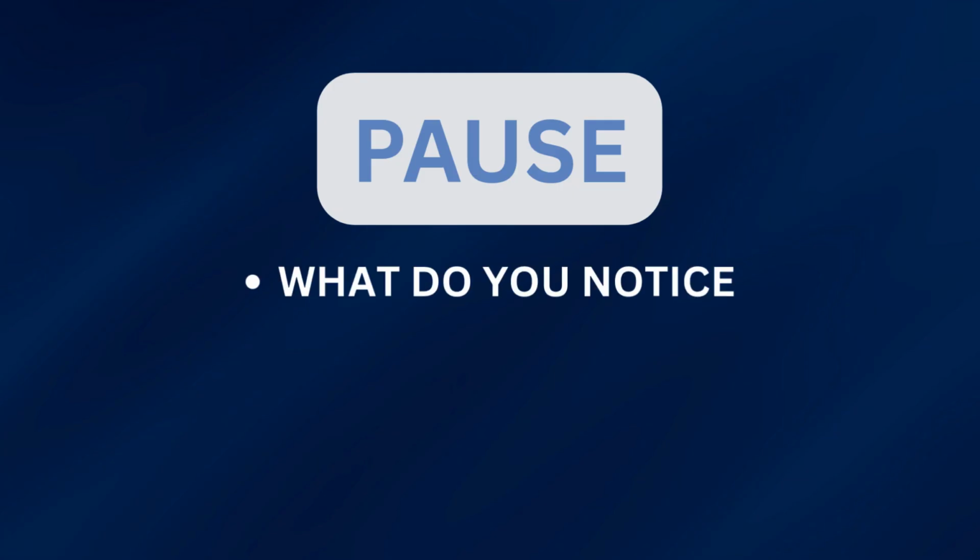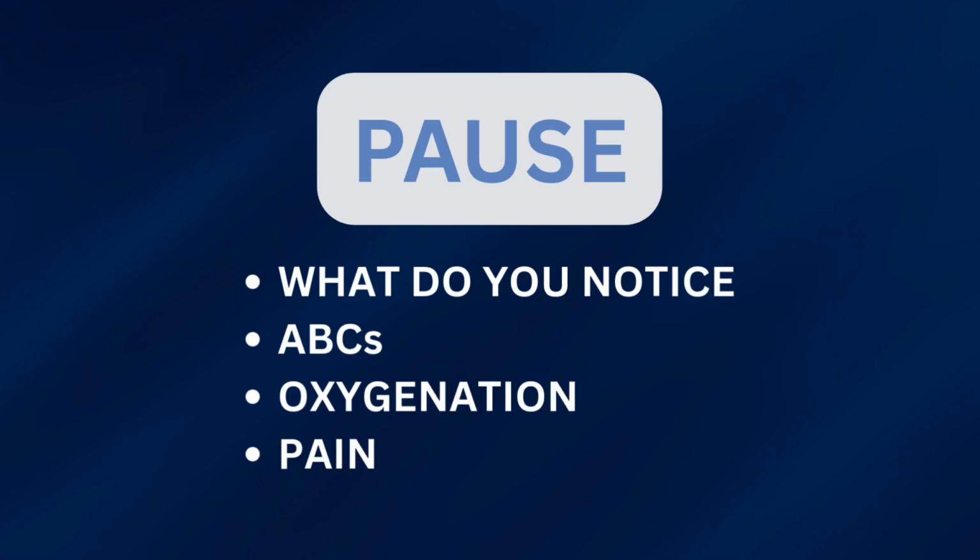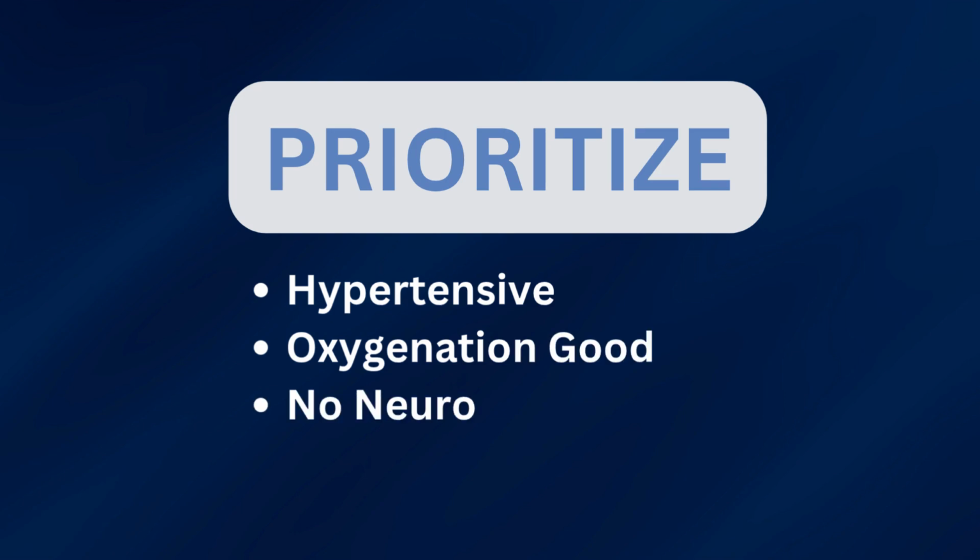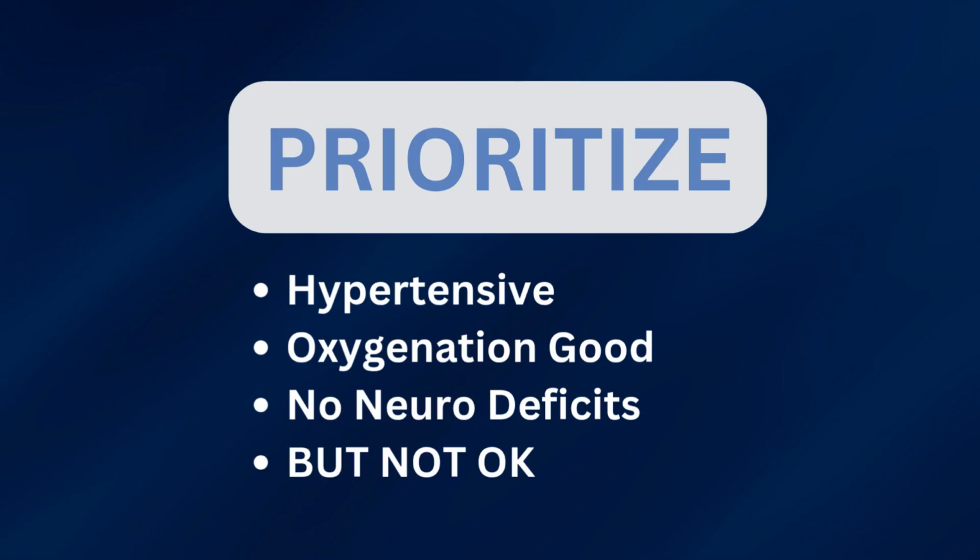Now let's walk it through with our hip surgery patient. We paused and we noticed sudden agitation and confusion. We checked the airway, breathing, circulation, vitals, oxygen, and pain. Next, we prioritized. This patient was hypertensive, but oxygenating well. No focal neurodeficits, they weren't crashing, but definitely were not okay. So we went on to the plan. First, we did the safety check. We put the bed low and the call light in reach, and we asked for a sitter to stay in the room with the patient.